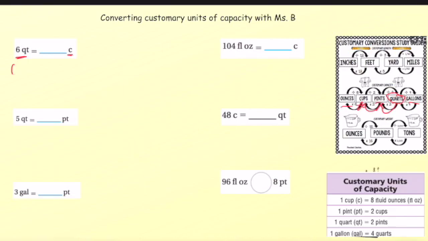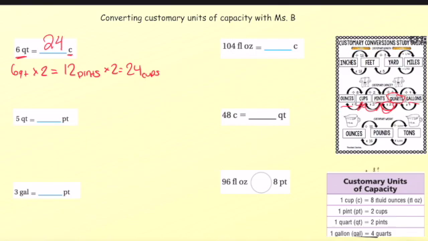So the first thing we're going to do is 6 quarts times 2, right? Because it says times 2 over here. Times 2 equals 12. 12 what? 12 pints. Now we're going to go from pints to cups and we'll do 12 pints times 2 equals 24. 24 what? Well, now we're at cups. So in 6 quarts, we have 24 cups.